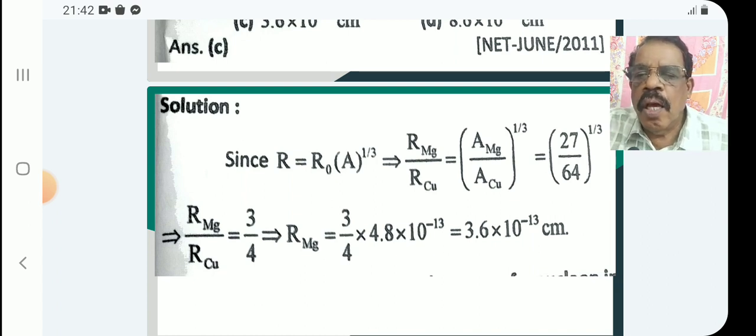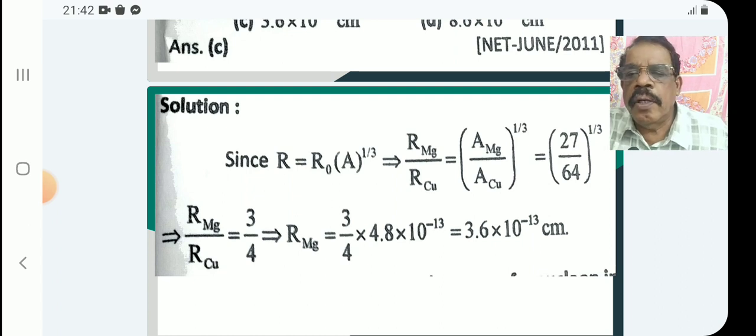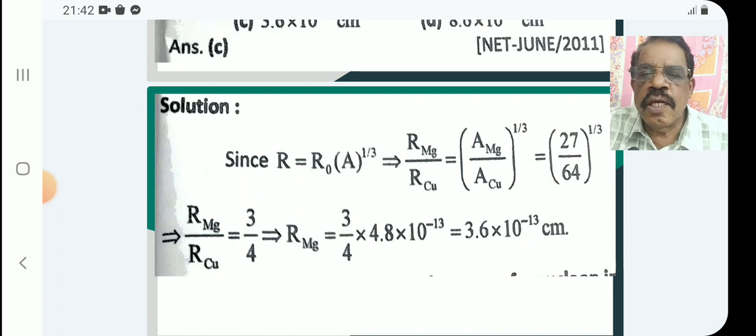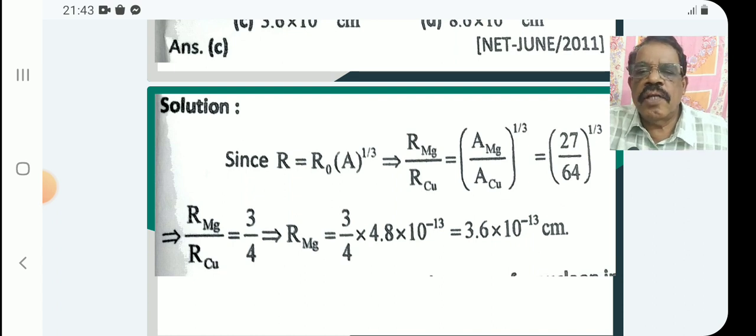Cross multiply, R magnesium is equal to 3 by 4 into R copper, that is 4.8 into 10 raised to minus 13. We get 3.6 into 10 raised to minus 13 centimeter. That is the answer.